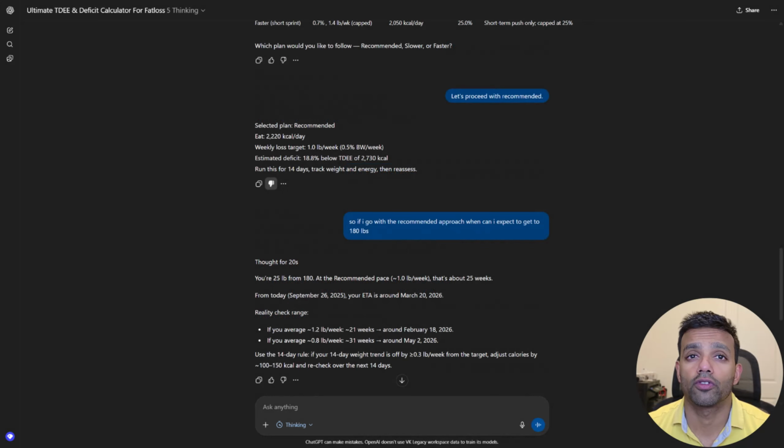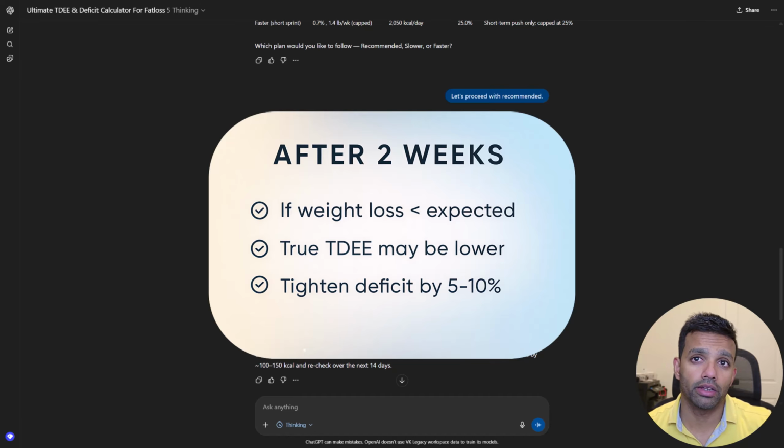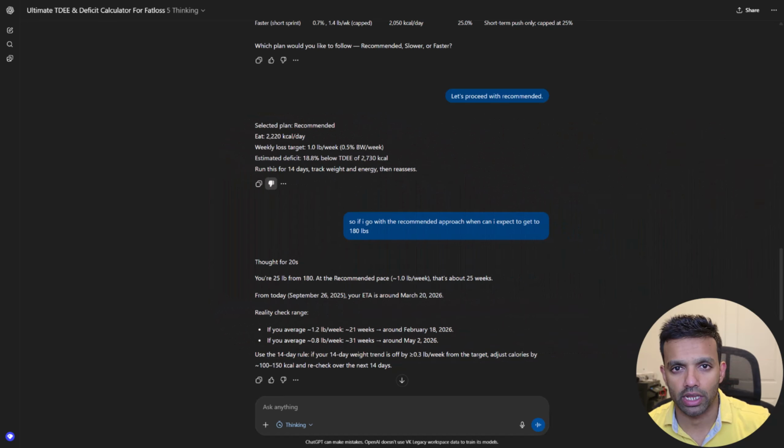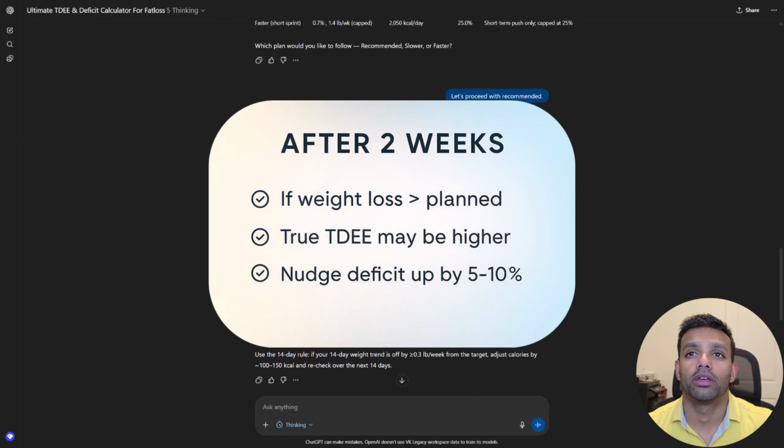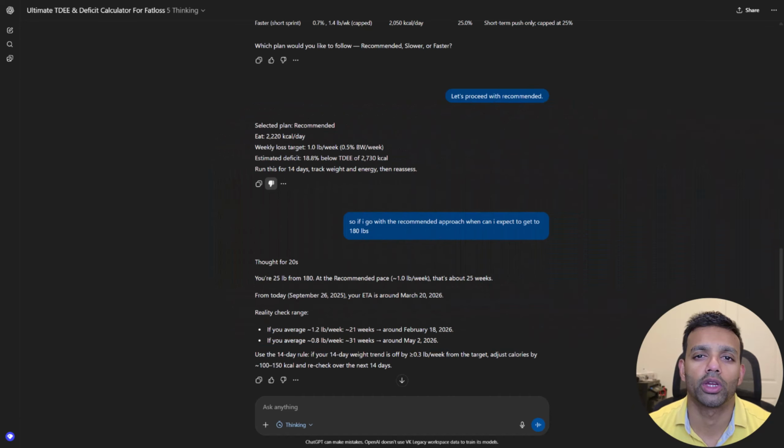Pick a plan, run with it for 14 days, log your food to the best of your ability, keep your usual steps and workouts, but weigh yourself every morning on an empty stomach. And what we're going to do is track your 7-day average for week 1 and week 2. Okay. After 2 weeks, we're going to check your progress. So if you lost less than you planned, then your true TDEE may be a little bit lower. So we're going to nudge down the calories 5 to 10%. And if you're dropping weight too fast and you feel like your energy is too poor, then we'll nudge up slightly. So we're going to make these small adjustments, and over time, you're going to get to the sweet spot.